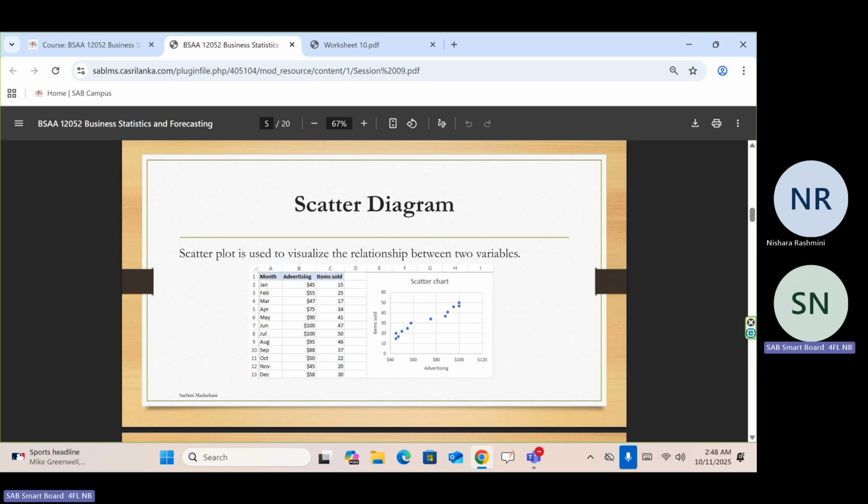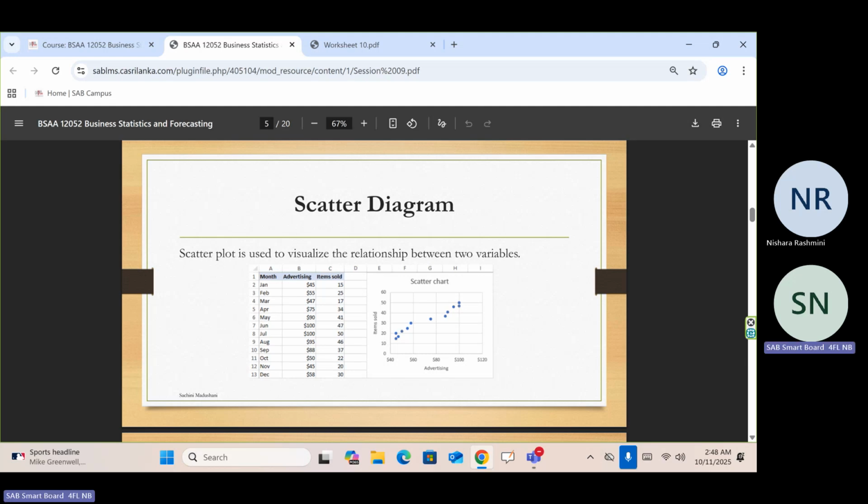Understood? Here we take two variables. A scatter plot diagram is a chart that consists of two axes, the x-axis and the y-axis. Here we can use only two variables. Normally the x-axis represents the independent variable and the y-axis represents the dependent variable. After that we take all the numerical values and plot them. Looking at these scatters, we can identify what kind of linear relationship is there.